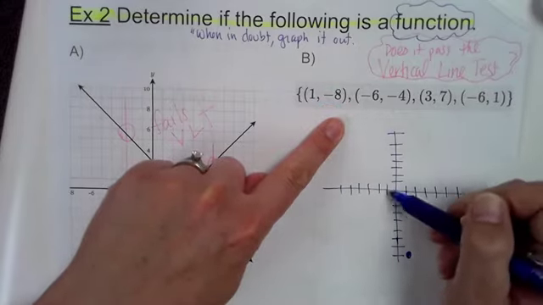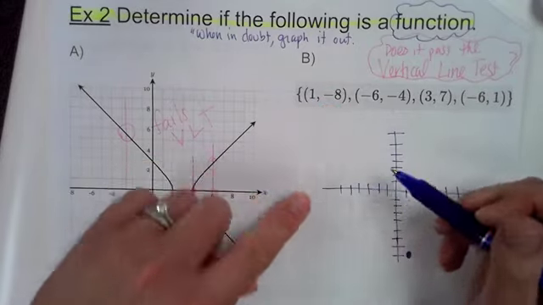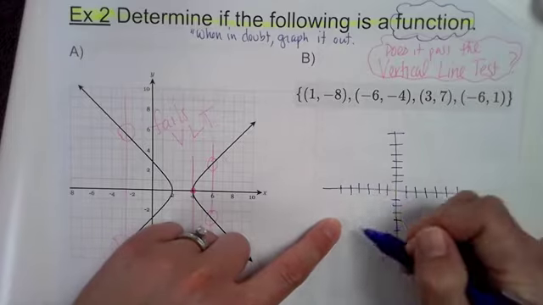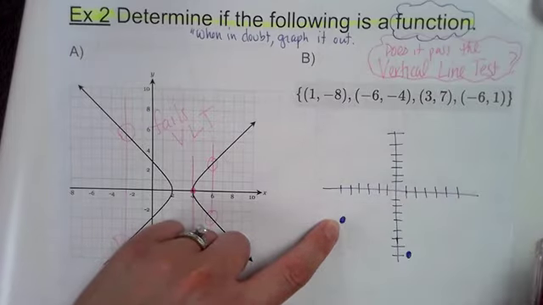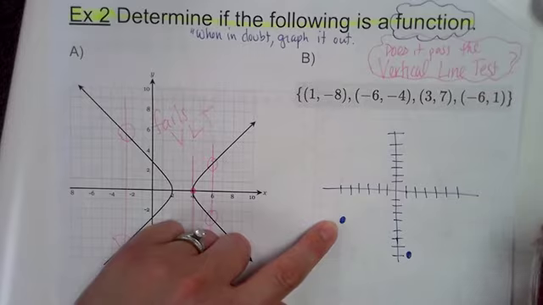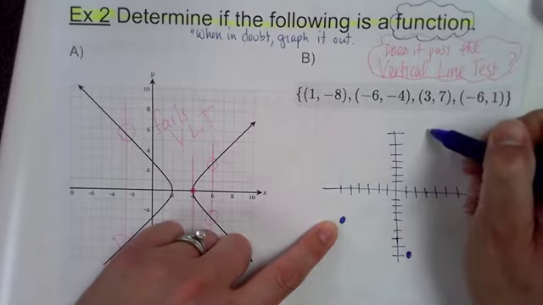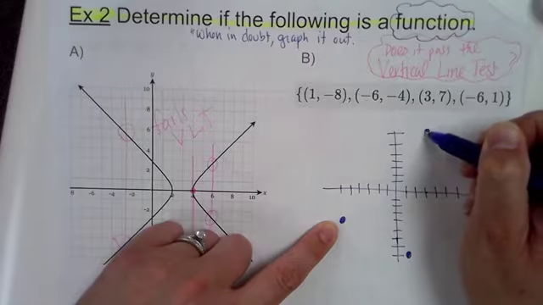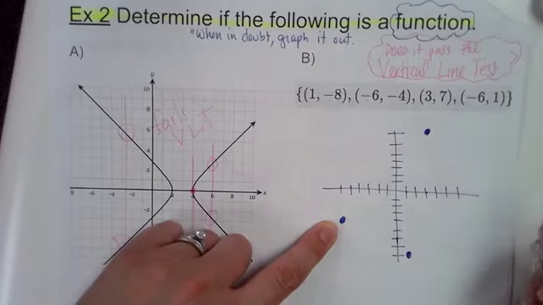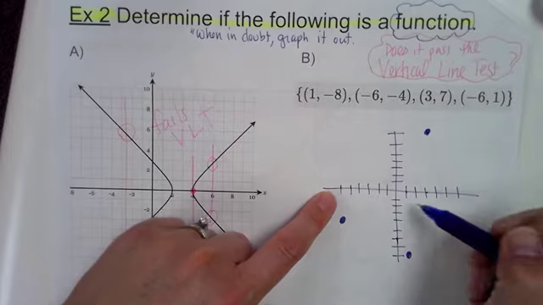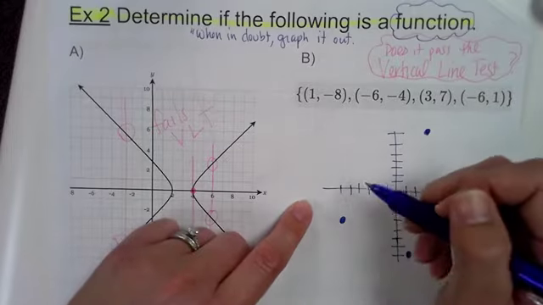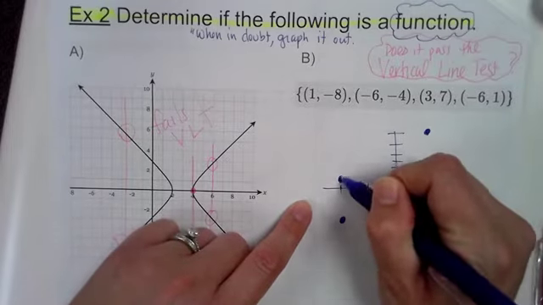-6, -4. 1, 2, 3, 4, 5, -6. -1, 2, 3, 4. Right about there. 3, 7. 1, 2, 3 to the right. 7 up. 7 up. And then -6, 1. 1, 2, 3, 4, 5, -6. -6 up 1. There we go.